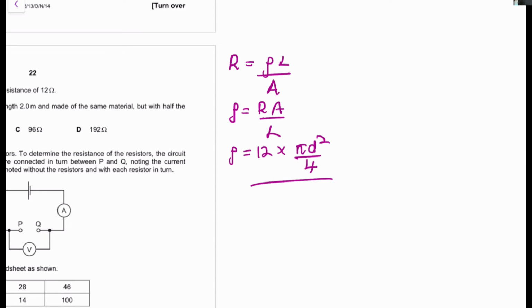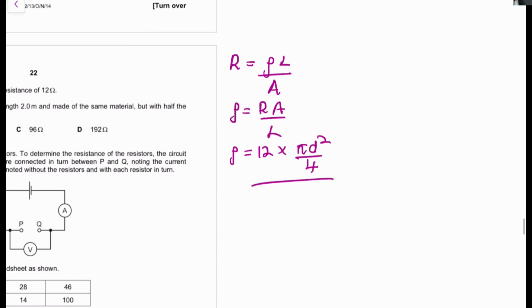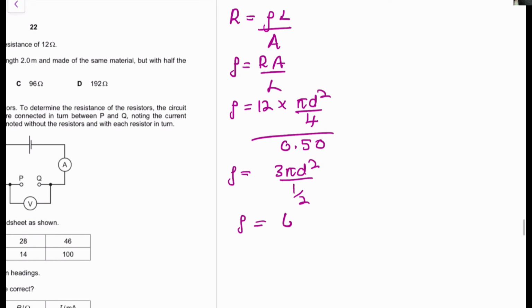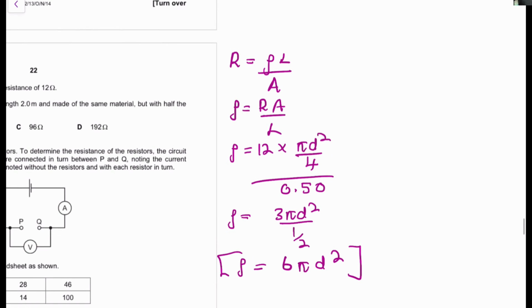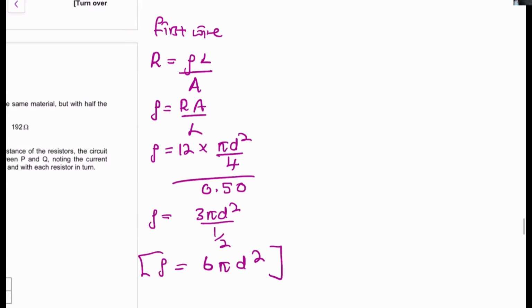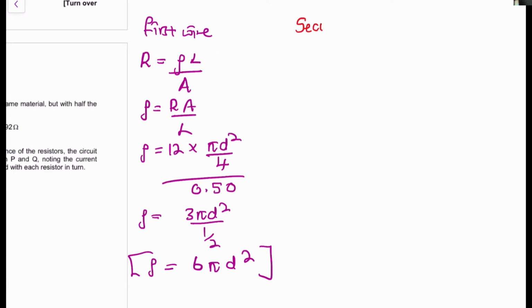Okay. So rho in this case is going to be equivalent to our resistance, which is 12, times pi d squared divided by 4, divided by the length, which is 0.50 based on our question. So rho is going to be equivalent to 4 into 12 gives you 3, pi d squared divided by 1/2. So you're going to get a rho which is equivalent to 6 pi d squared, right? So this is for the first wire.